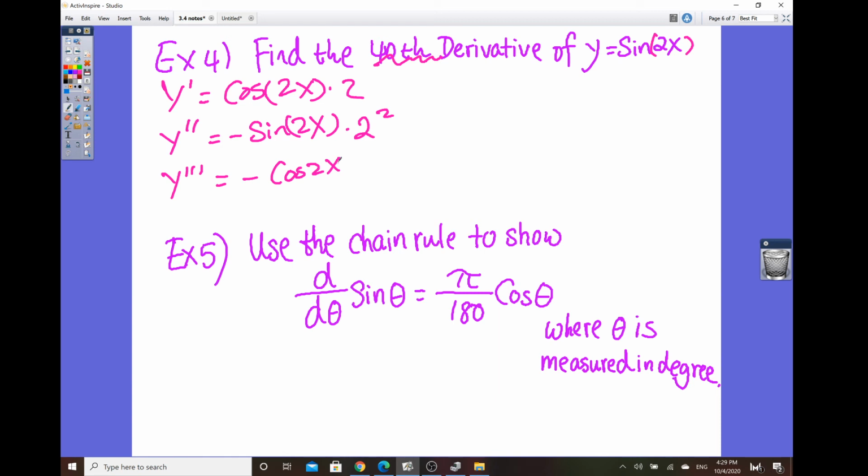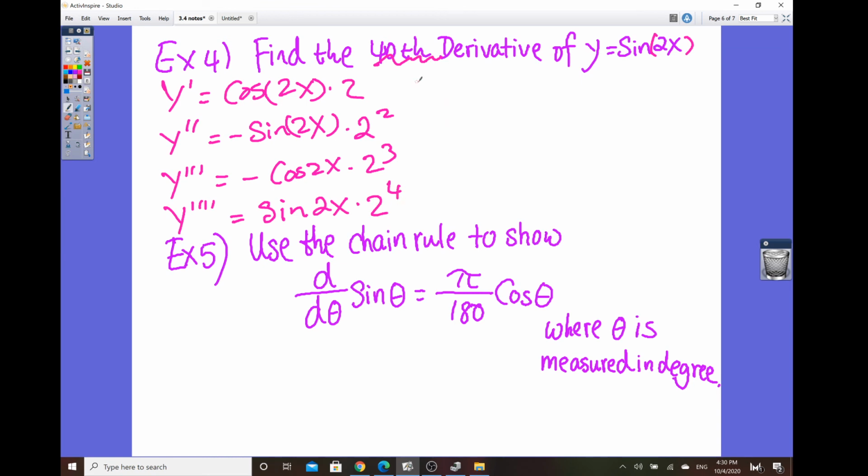So negative cosine of 2x. And now what else do we know? We take the derivative of 2x, which is another 2. So 2 times 2 squared would be 2 to the third power. And now going to the fourth derivative, this one will be what? Sine of 2x, because the derivative of cosine of 2x is a negative sine of 2x. So negative, negative turns out to be positive. And then times another 2. So 2 to the power of 4.